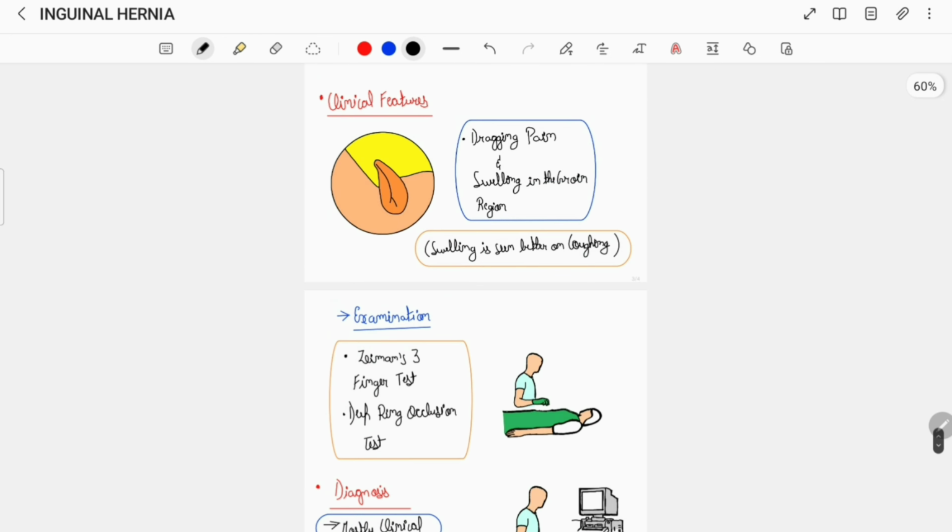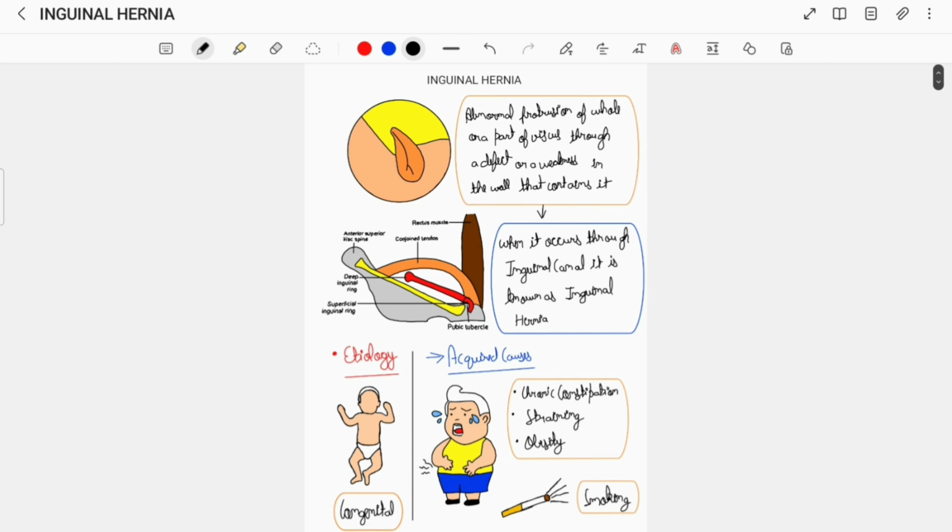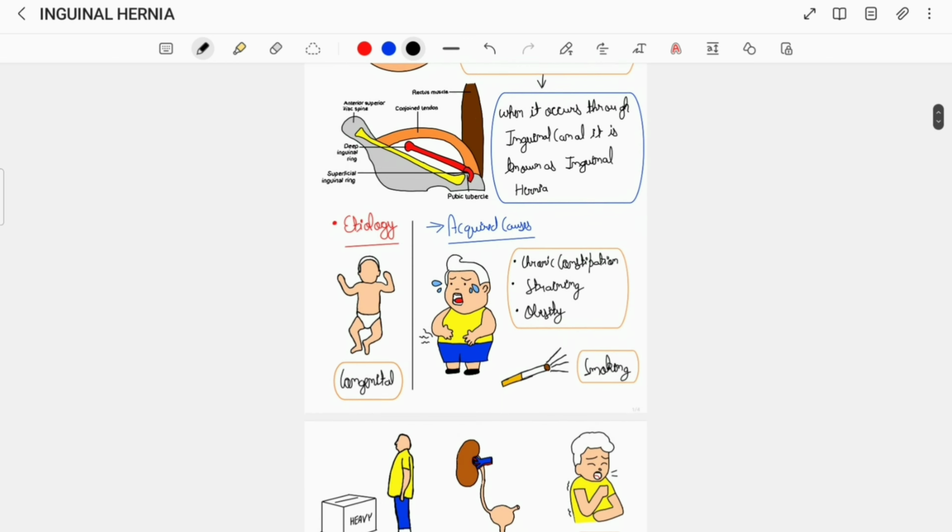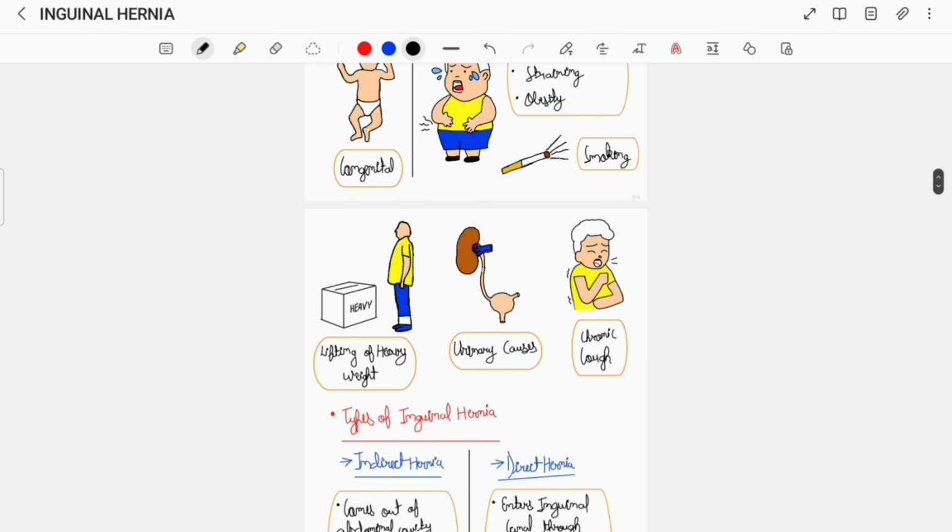So this was all about inguinal hernia in brief. Here is the overview of what I have discussed.